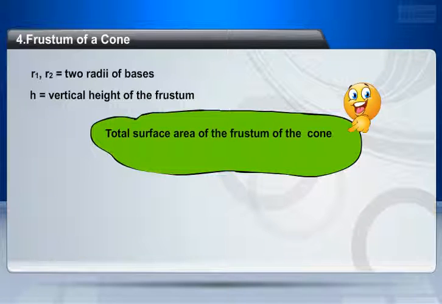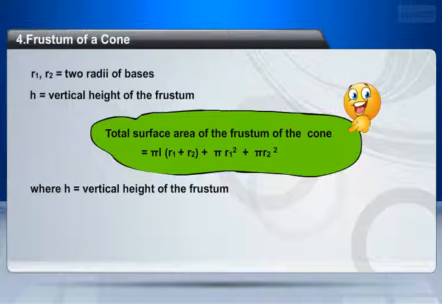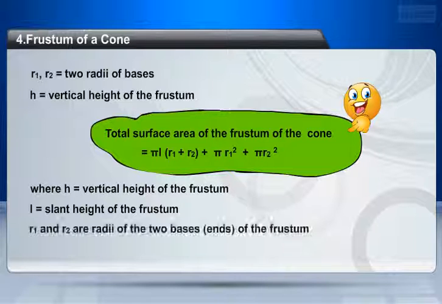Total surface area of the frustum of the cone equals π L (r1 + r2) + π r1² + π r2², where h equals vertical height of the frustum, L equals slant height of the frustum, r1 and r2 are radii of the two bases, or ends, of the frustum. Let us see examples on frustum of cone.